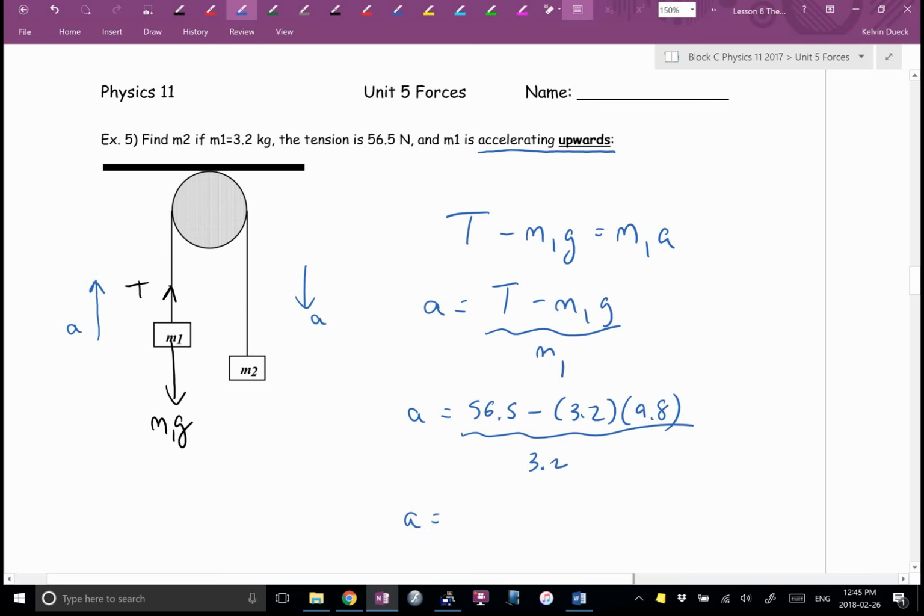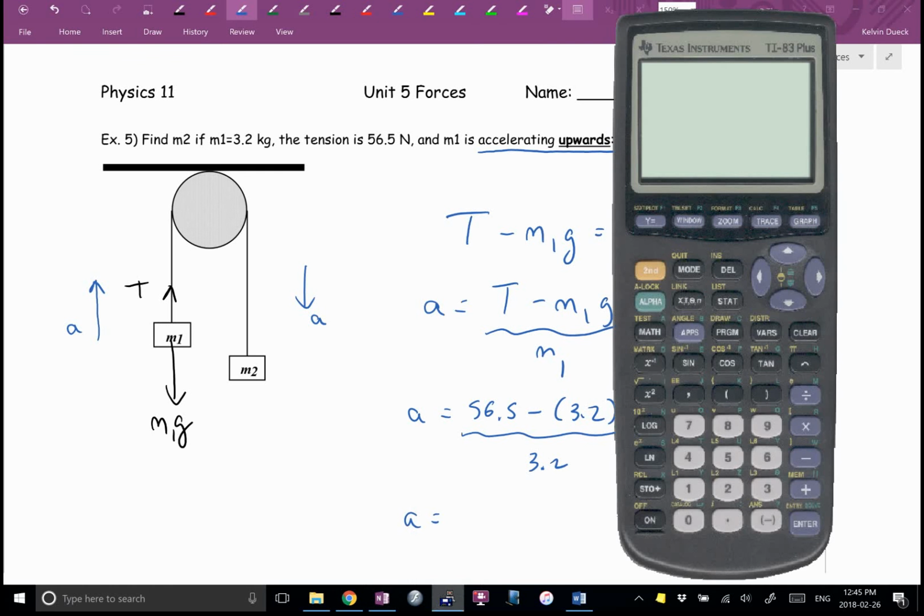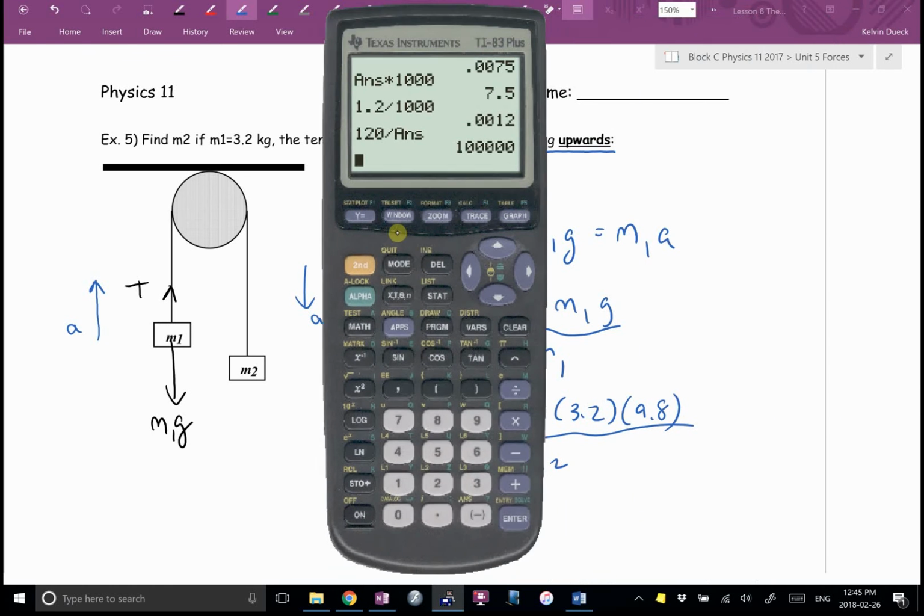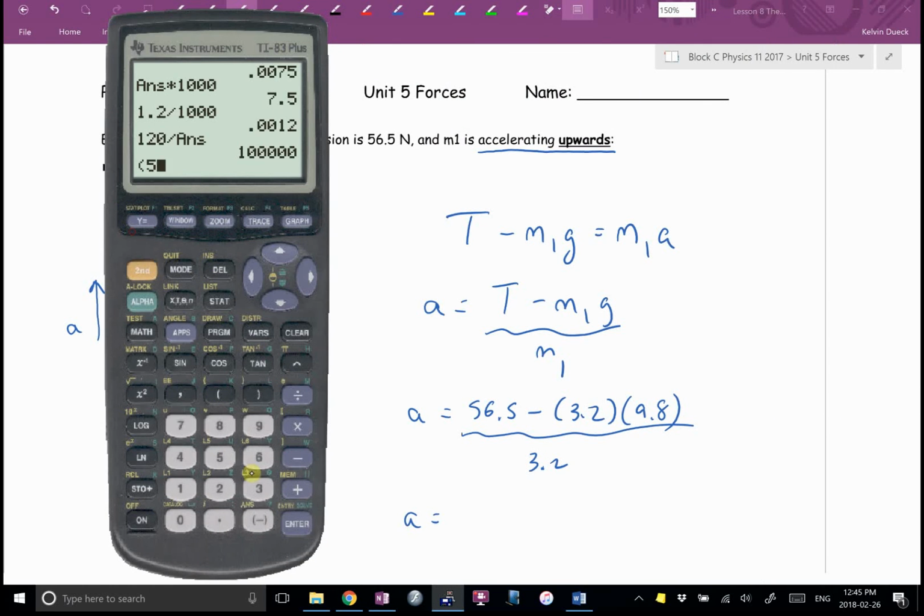I know this question didn't say find the acceleration. It said find the mass, but I need the acceleration to find the mass. I get bracket 56.5 minus 3.2 times 9.8, close bracket, divided by 3.2. Double check me. Do you get an acceleration of 7.85625? And because I know I'm going to use this to find my actual answer, I'm going to avoid rounding off if I can. I'll carry all the sig figs.